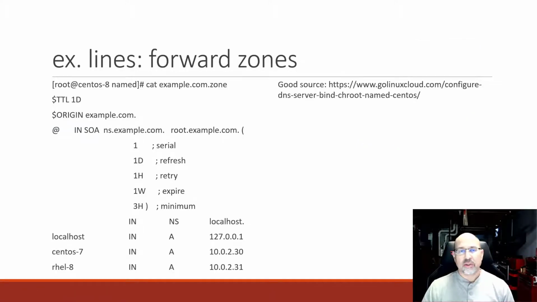And here is just an example of a forward zone. Here we see all of the things that we just talked about. I'll just point out that we've got a couple of different ways that you can represent all of those numbers associated with the timers. And I also throw in a good source.